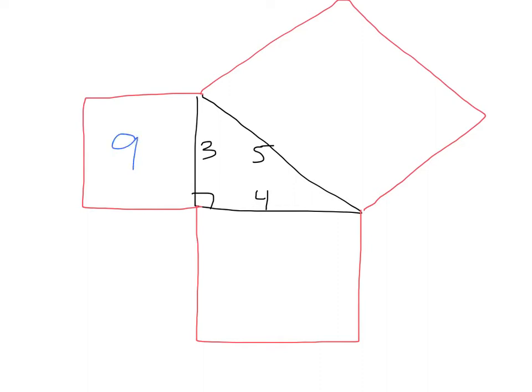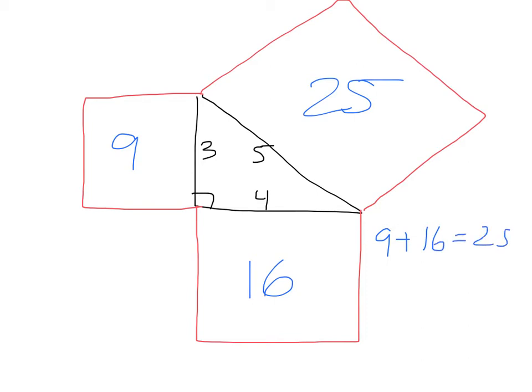It was 9. If you took the side of 4 and found the area of the square up against it, what is the area? 16. And if you took the side of 5 and found the area, what do you get? 25. And what he noticed was that 9 plus 16 equals 25.